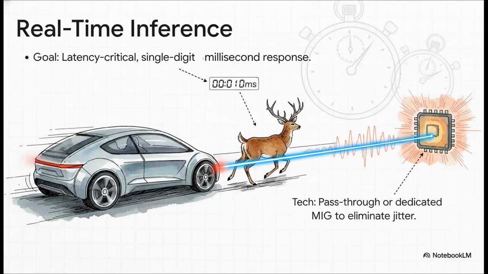First up, real-time inference. The name says it all, right? This is where every single millisecond counts. We're talking about things like self-driving cars or live fraud detection. You need an answer right now. And because of that, you absolutely need dedicated GPU power. If you try to share a GPU, you can get these little unpredictable delays. We call it jitter. And for these kinds of apps, that's a total deal breaker.